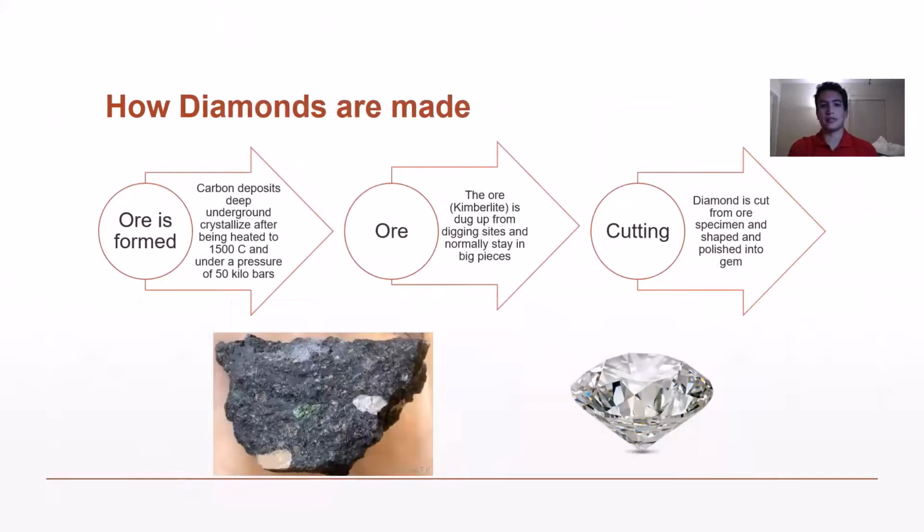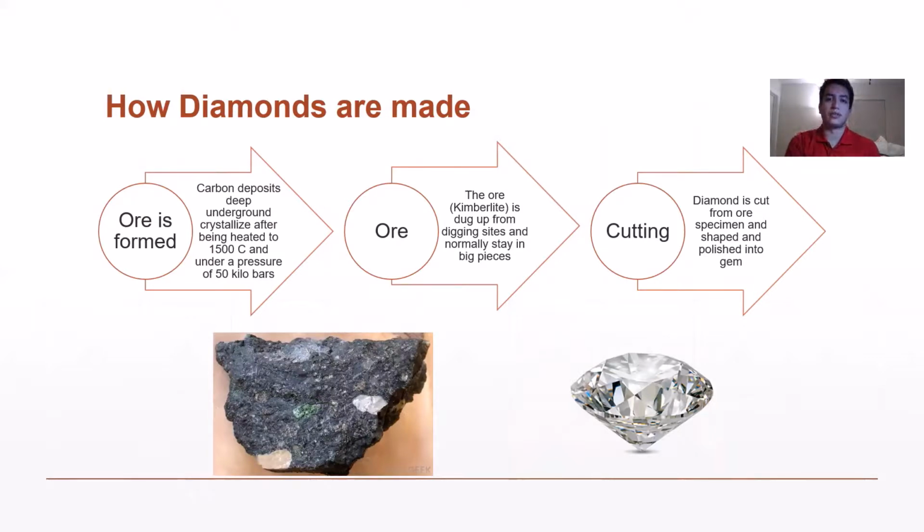Diamonds are made deep underground and take billions of years to form. Only roughly 200 million years ago did they come close to the surface. They are carbon deposits that have been heated to 1,500 degrees Celsius under a pressure 50,000 times that of the surface of the Earth.